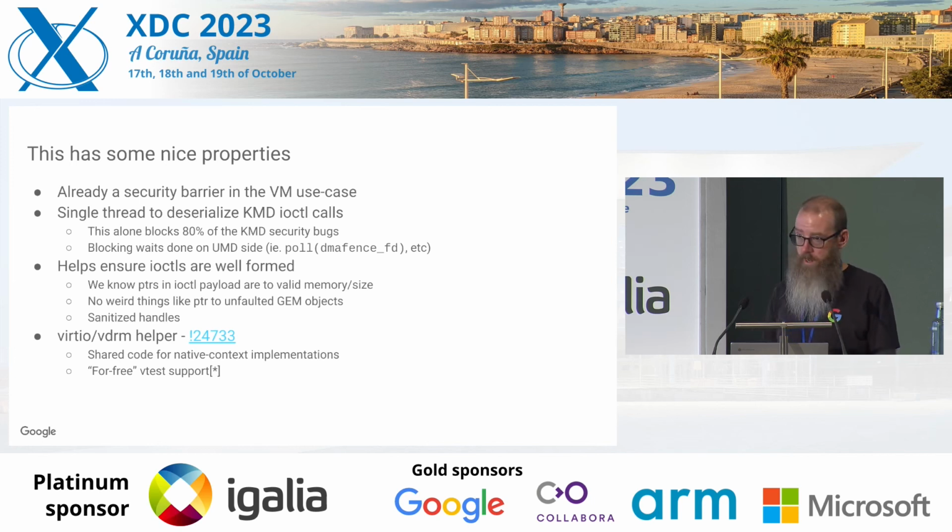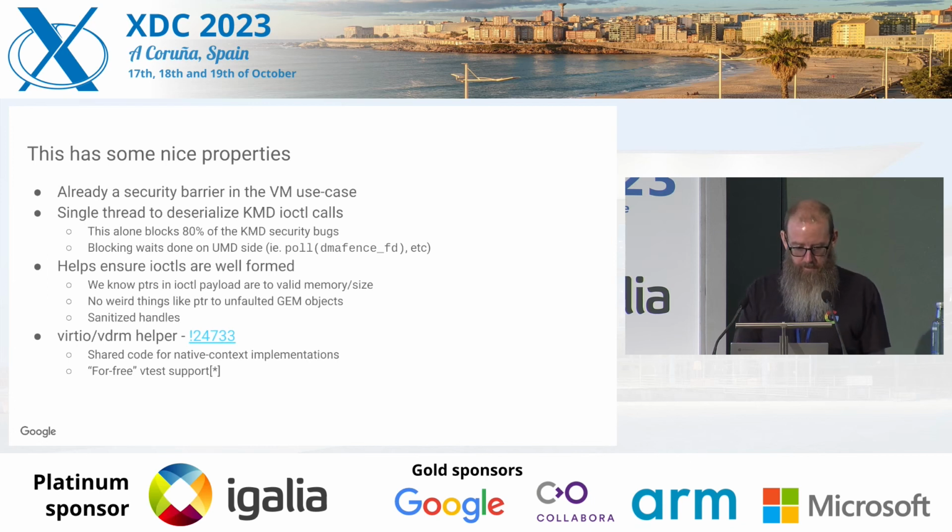On the host side, or the side that has access to the kernel mode driver, it's actually single-threaded, doing non-blocking calls to the kernel mode driver. And actually this alone blocks probably 80% of the bugs that I've seen. I mean, most of them require race conditions to trigger. It also helps ensure ioctls are well formed. We know that when you have pointers in the ioctl payload, they're going to be to valid memory. You're not going to see weird things like pointers to unfaulted gem objects or anything like that.